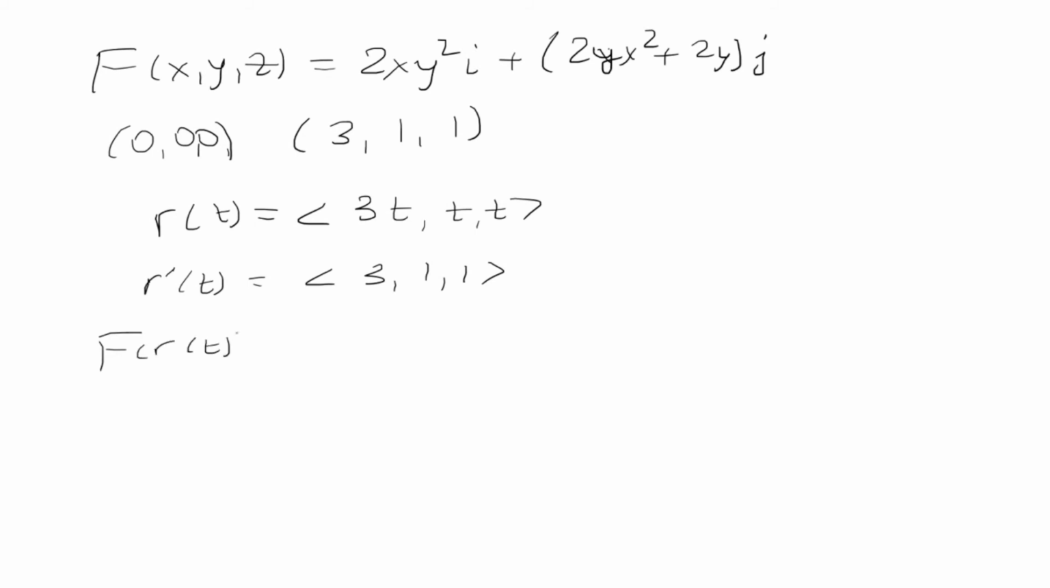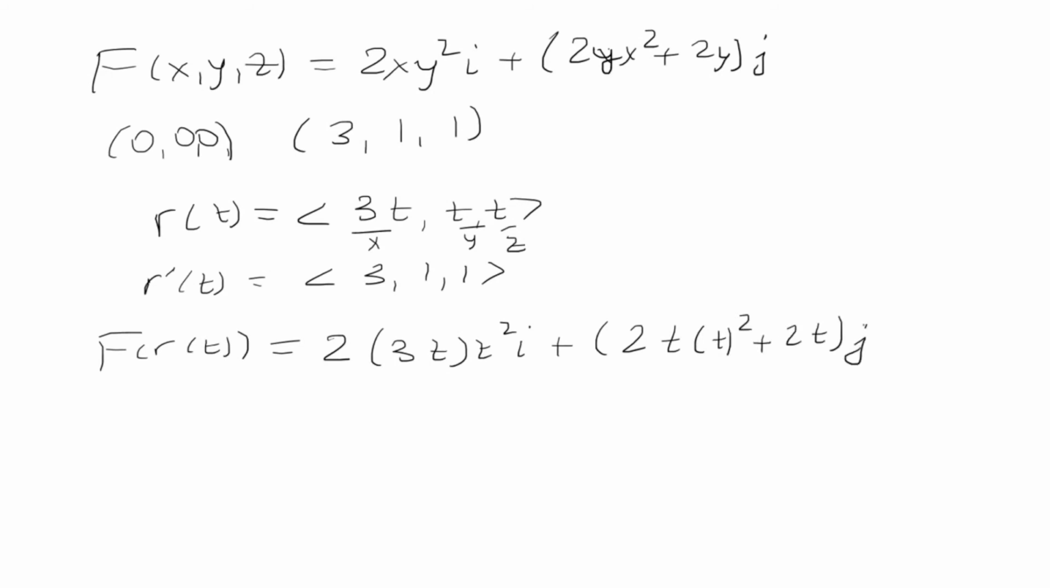Next we'll find f of r of t. So this is x, this is y, this is z. Plug it in. Okay, so this is 6t cubed and 2t cubed plus 2t. And there's no k here, so you can think of this as just 0k. So we have now two vectors. Now we would need to find the dot product of these two.